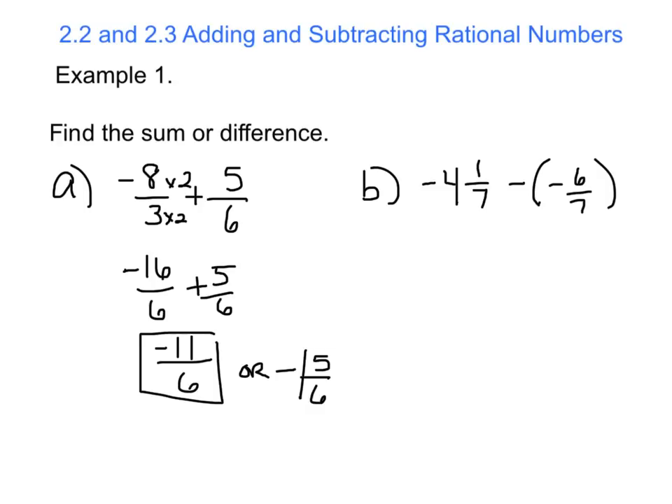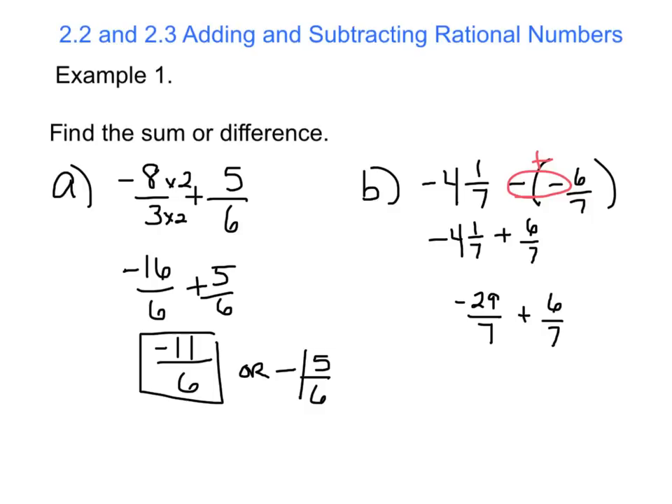Example B, negative 4 1/7 minus a negative 6/7. The first thing you should note is that anytime you have a minus and a negative, that's just a plus. So we have negative 4 1/7 plus 6/7. The next thing I would do is I always like to change them into improper fractions. You do not have to do this, but I like doing it like this. So negative 4 1/7 as an improper fraction, 7 times 4 plus 1, that gives you negative 29/7. Plus 6/7. We already have a common denominator.